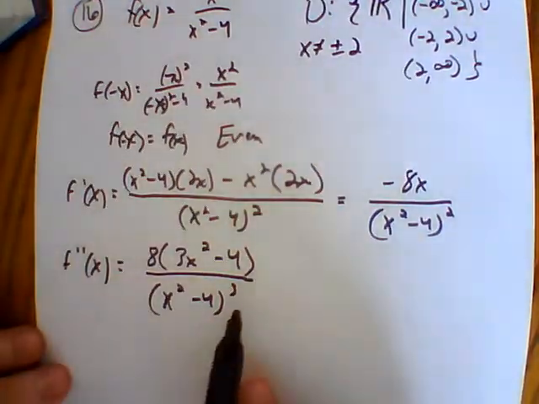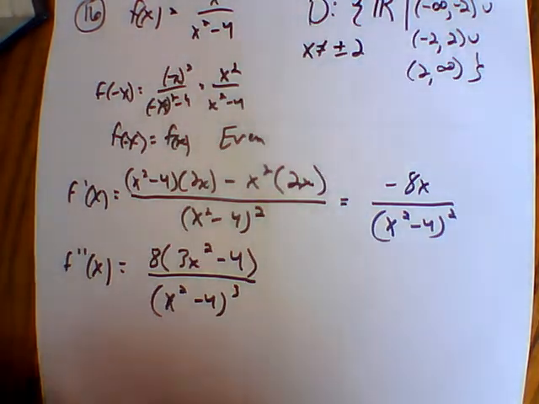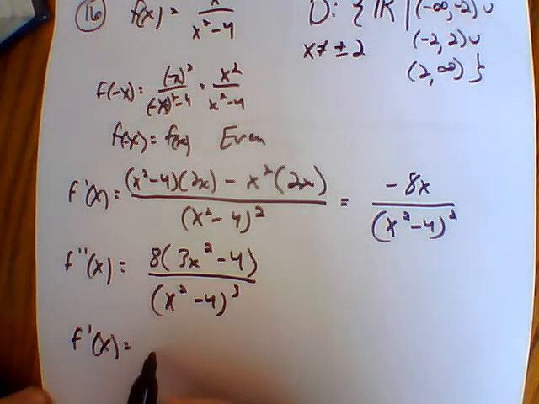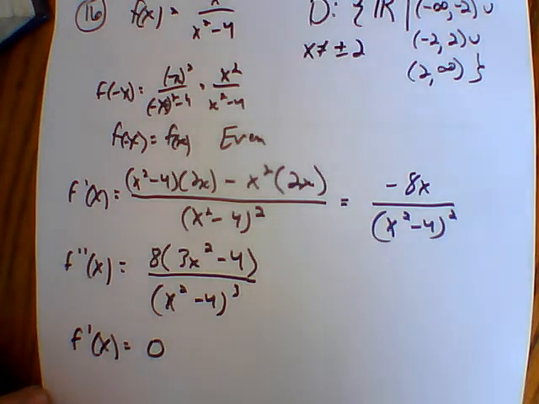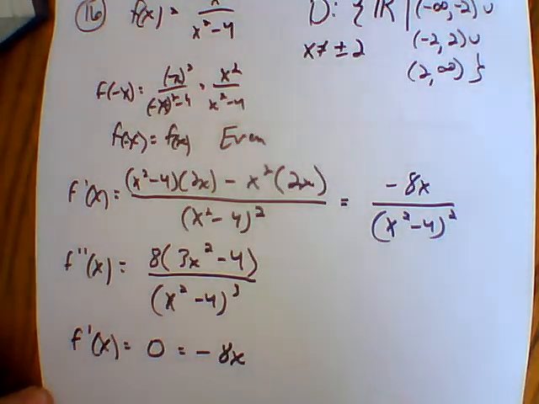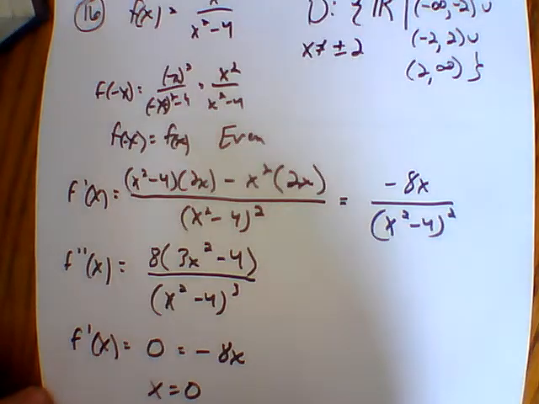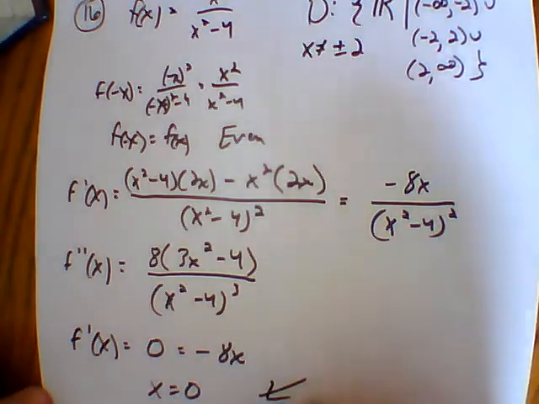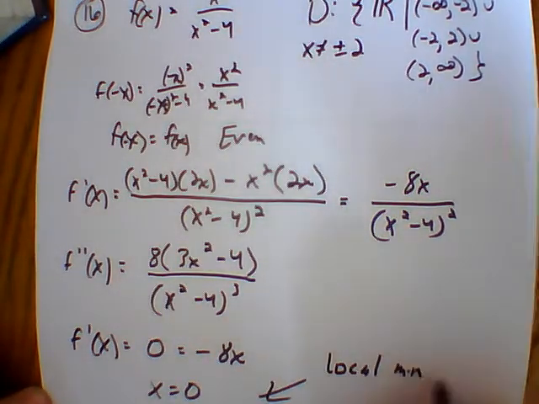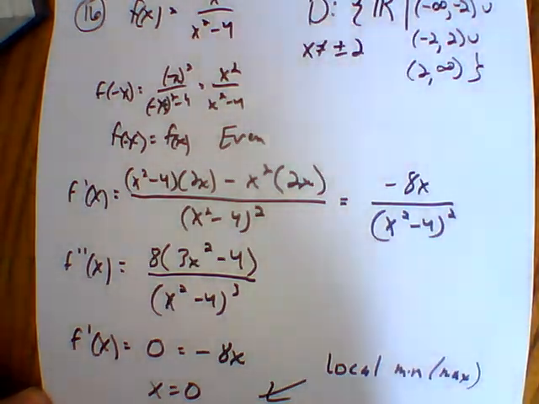As we keep going, we have our first order derivative and second order derivative. We're going to find when these equal 0. So we want to find when f prime of x equals 0. f prime of x equals 0 when negative 8x equals 0. When that numerator equals 0 is when the whole function equals 0. So we find x equals 0. This talks about a local min or max, depending on what's happening.